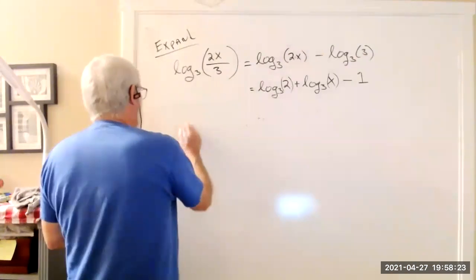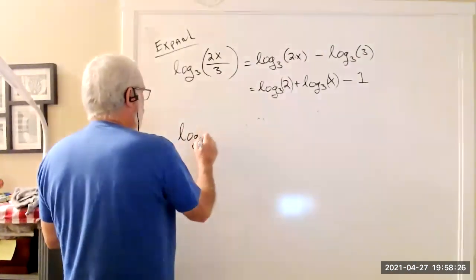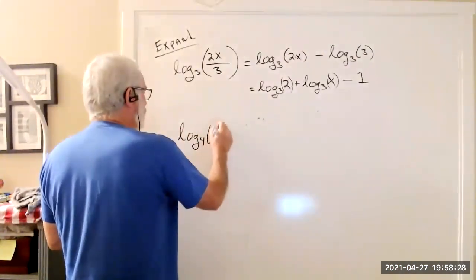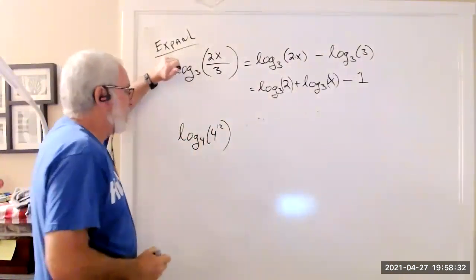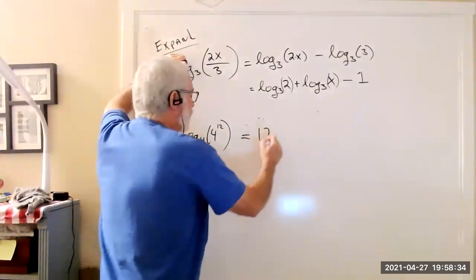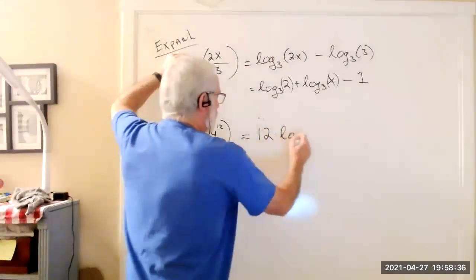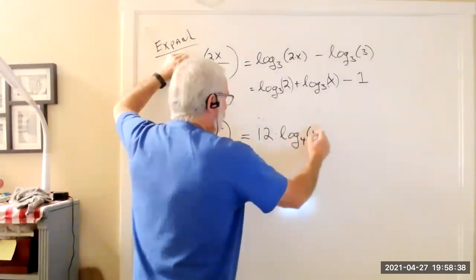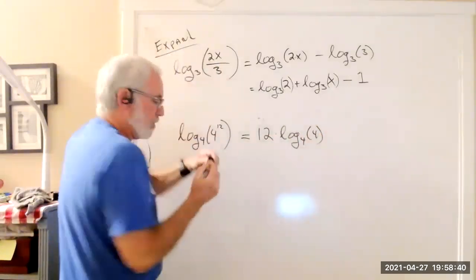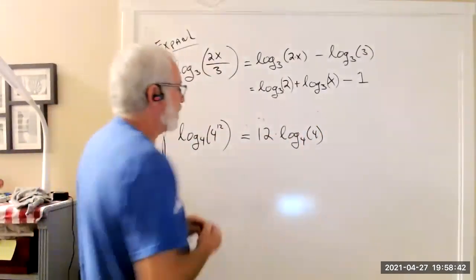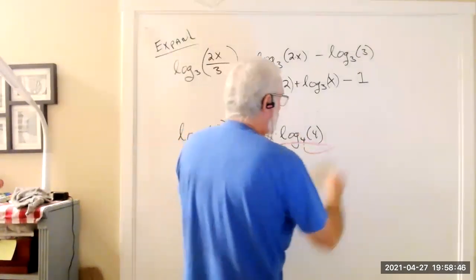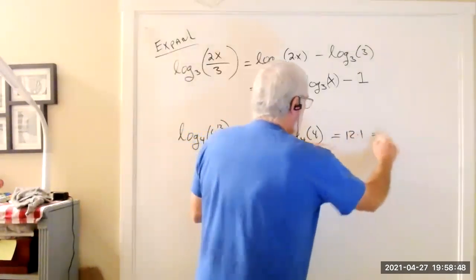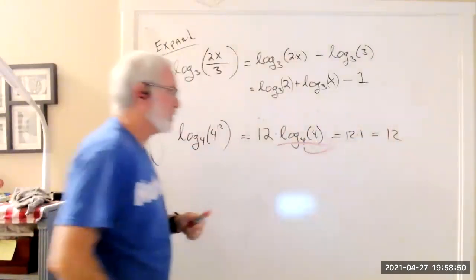So you had the log base 4 of 4 to the 12, right? Yes. Okay. Now, the one way is to call this 12 times log base 4 of 4. But the log base 4 of 4 is 1. So this becomes 12 times 1, which is 12, which is the correct answer.